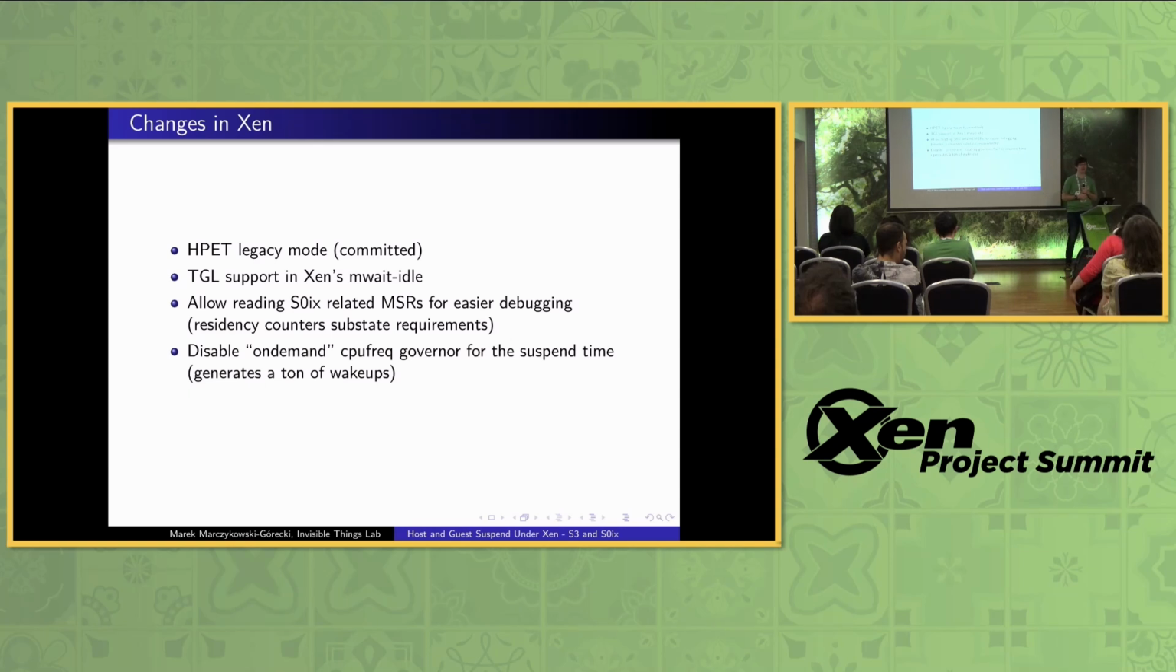Then for debugging, we need to give access to some MSRs to get the residency counters. It's not strictly necessary for suspend to happen, but it's very helpful to debug and work on this. This is something we currently carry in our patch queue. There was some disagreement about including this patch upstream. I don't remember the details. I will have links to the mailing list later. It's to do with DOM0 not necessarily seeing the full system.